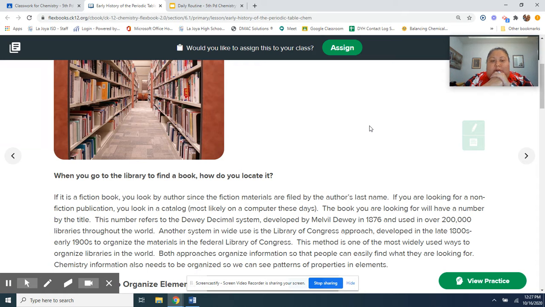Okay, so today we're going to be talking about, first, the introduction, which is going to be about libraries and how you are able to locate books. After that, we're going to go into the early history.